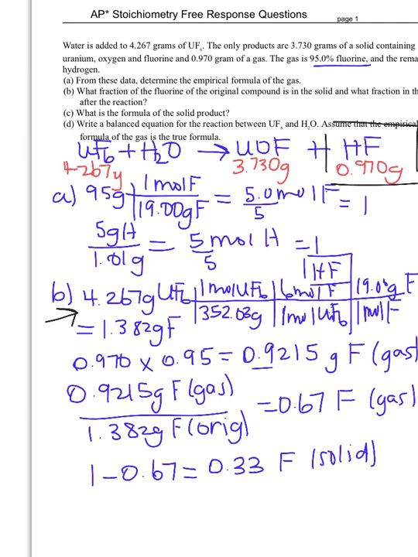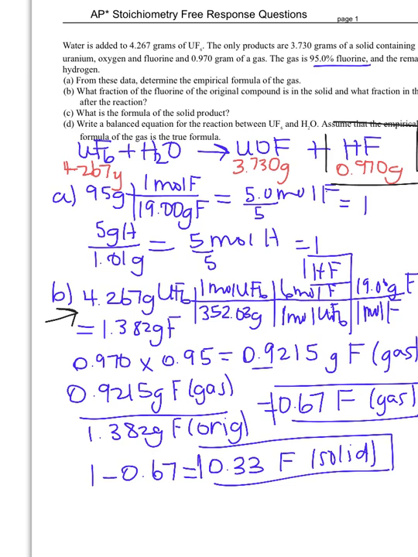So I've got two answers here. I guess I should have put them side by side, but here's one answer and here's the other. The other option would be to take all of your answers to moles instead of grams of fluorine, and you do the same process, part divided by whole, and you should get the same correct answer.